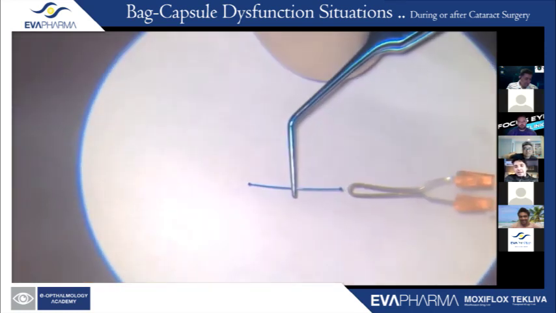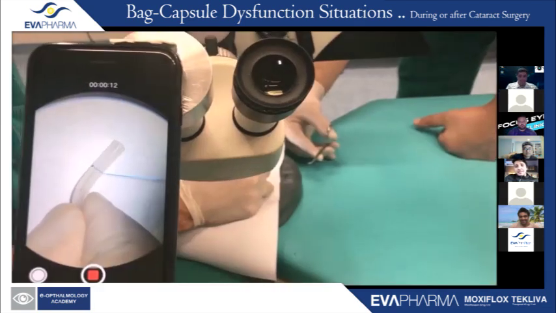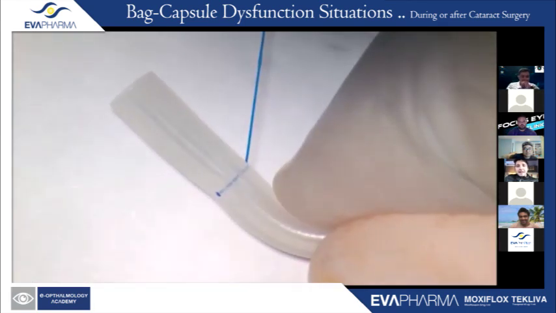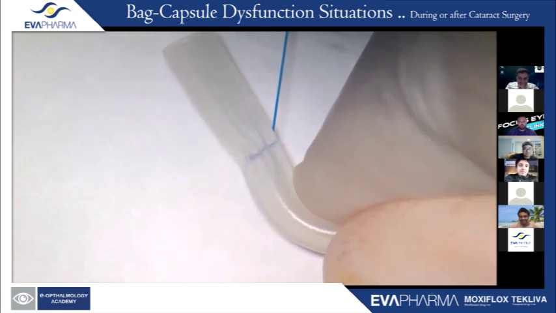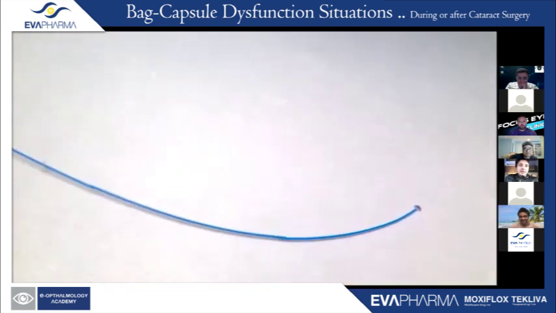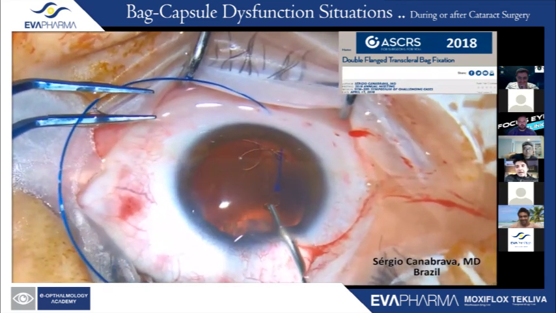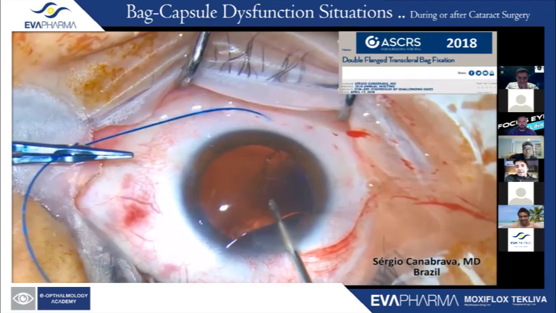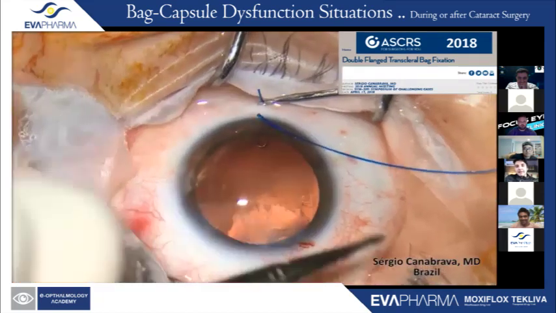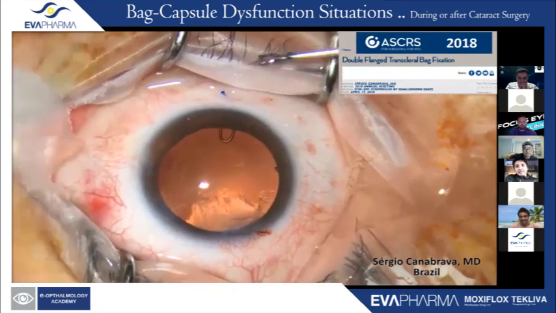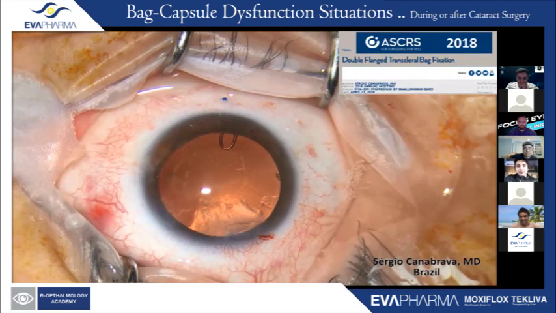I think here the game changed because with it, I can produce an adjustable suture with a simple Prolene, $3 in each country of the world. Then, in 2018, I published it at ASCRS in a patient with Marfan, a case series that I published for the first time of the double flanged.